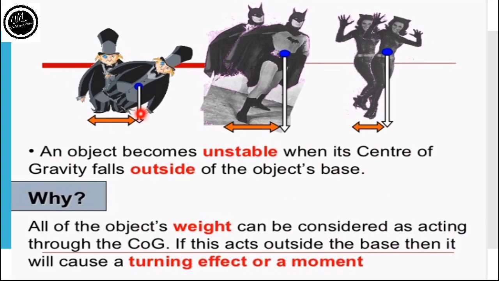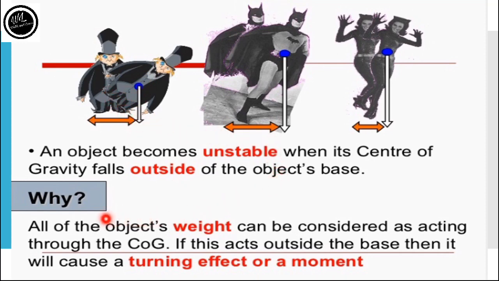Let's see an example here. You can see that these are the objects which are unstable when the center of gravity lies or falls outside the object's base. This was the base of this object, this was the base of this object, and this was the base of this object. When the center of gravity does not pass through the base of the body, then the body becomes unstable.